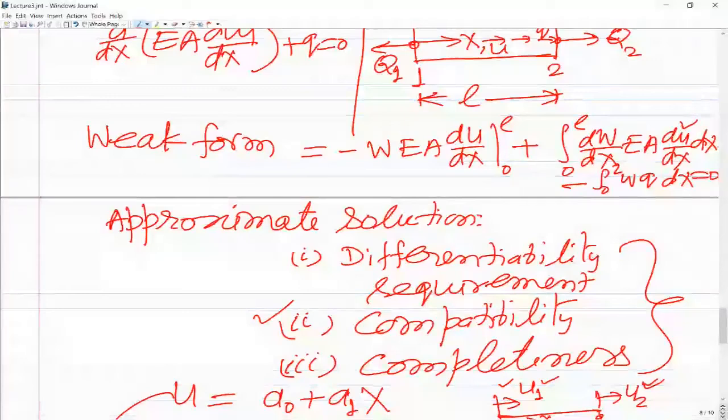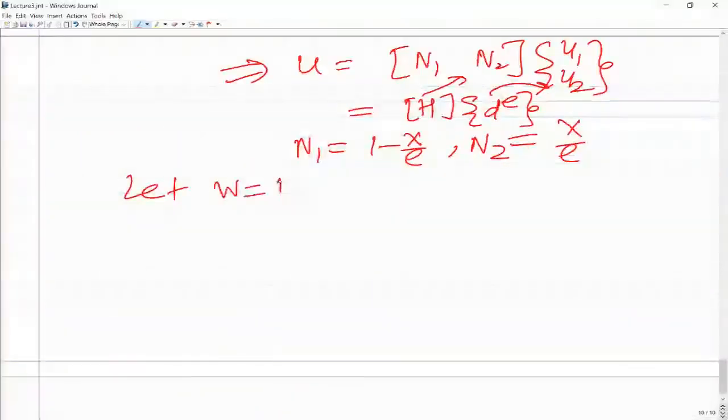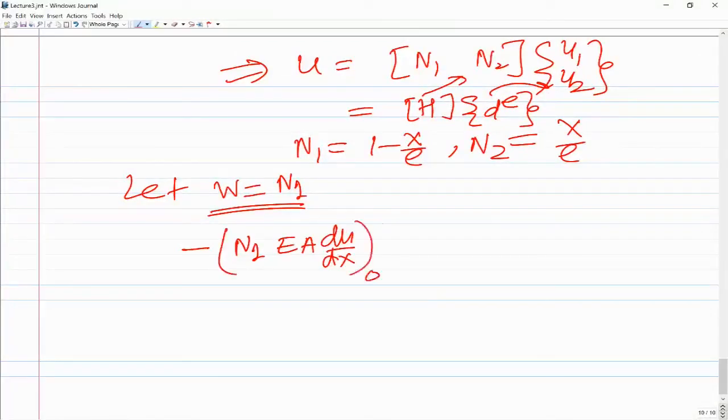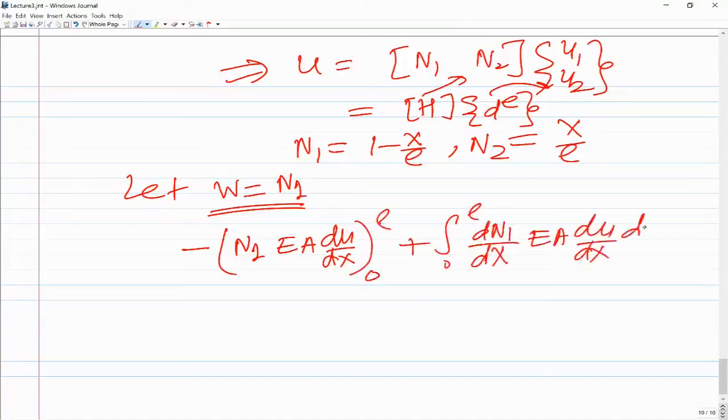Now let us say w is equal to N1. When we take w equal to N1, then if you look at the weak form, we have minus N1 into EA du by dx, the whole thing evaluated at 0 and L, then plus integration 0 to L dN1 by dx, because it is dw by dx and w is N1, into EA into du by dx dx, and then minus of course integration 0 to L N1 into q dx.